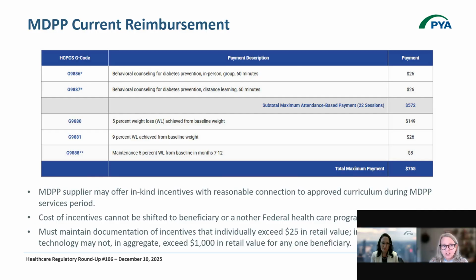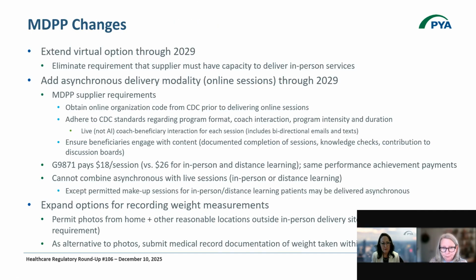And then in addition, there's these incentives as beneficiaries achieve certain weight loss goals. You get those add-on payments. So finally, the big change to this program, they're going to extend that virtual option, which is that distance learning option, as they call it, through 2029. It was set to sunset. They're now going to extend it through 2029.